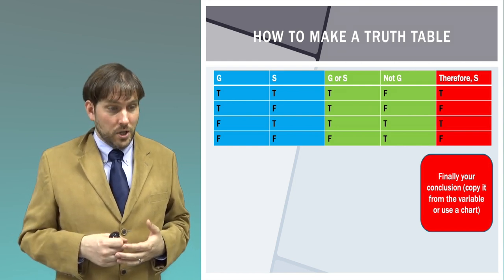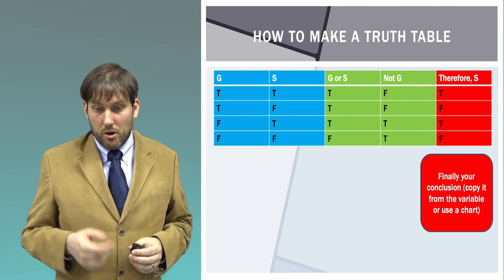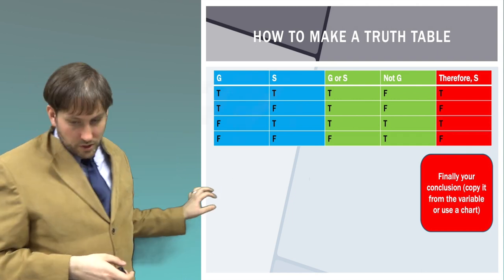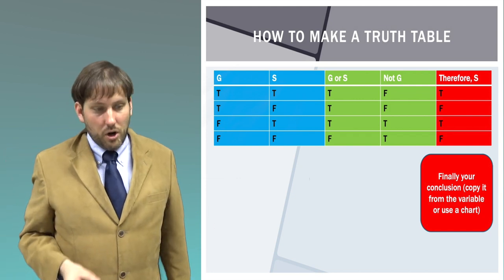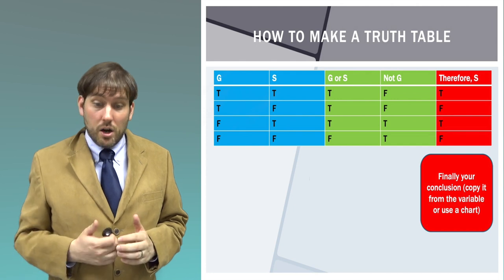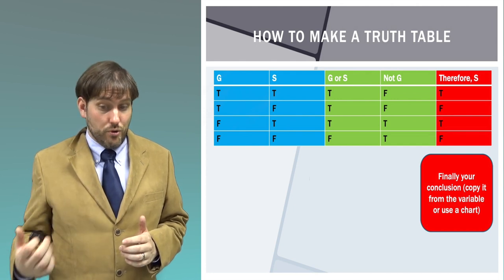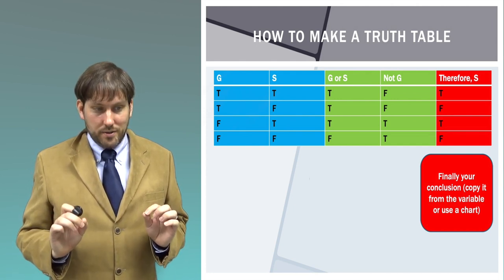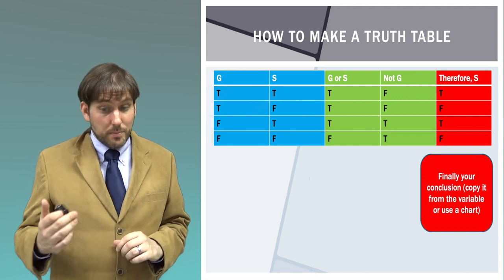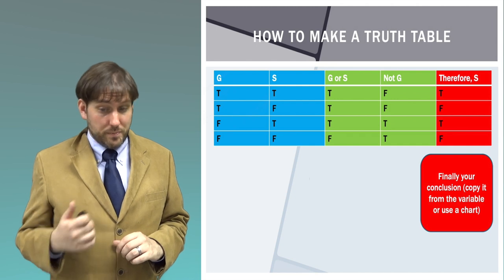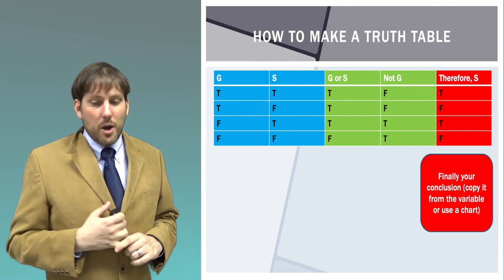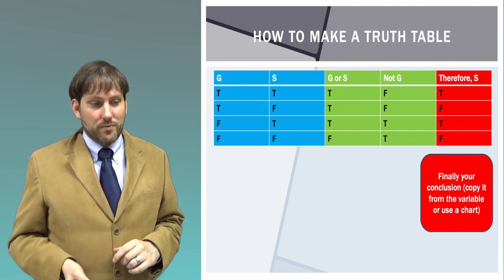How many rows do we have where all of the premises are true? The answer is only one. Only this third row has the case where all of the premises are true. So if we check that, is the conclusion also true? If the conclusion is true in every case where the premises are all true, the argument is valid. We can skip the first row because it has a false premise. We can skip the second row, it has the same false premise. And we can skip the fourth row because it has a false premise.